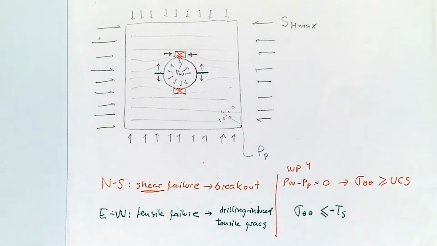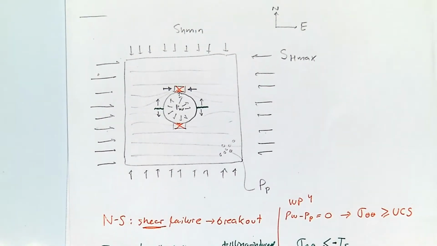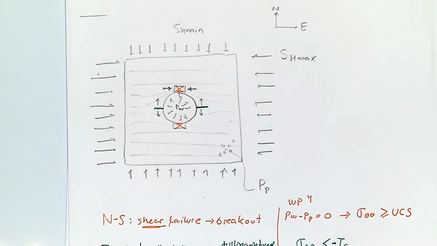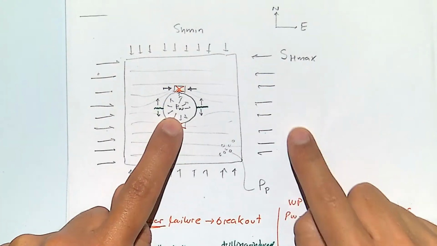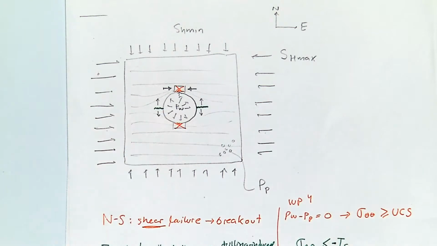So on a circle, in the north-south direction the hoop stress is positive, and in the east-west direction the hoop stress is negative. It might be negative. It depends on the value of these two. But if it is negative, it's going to be here.